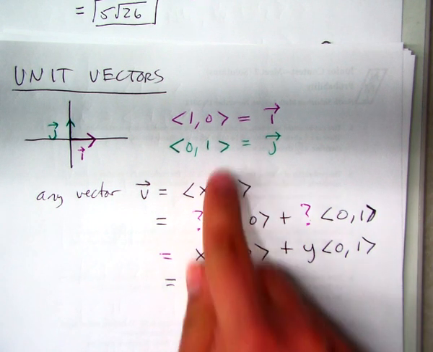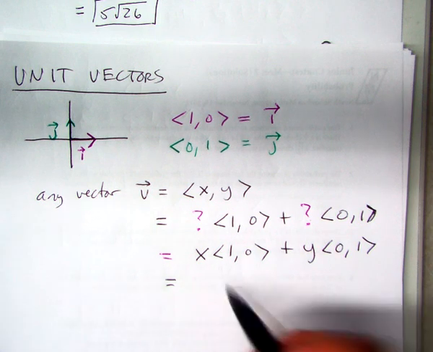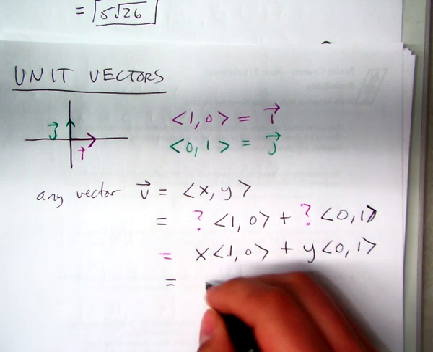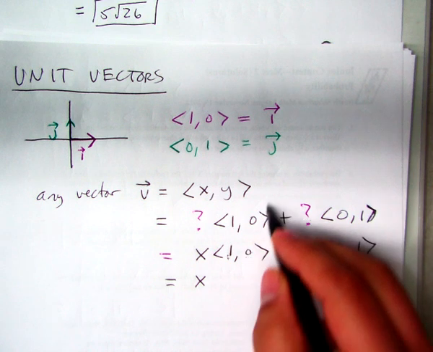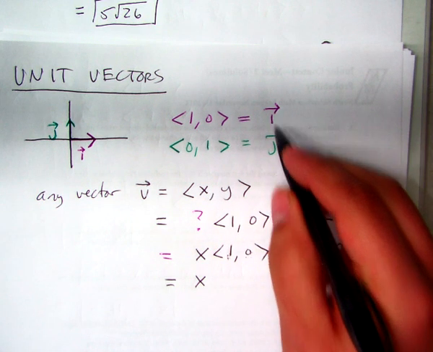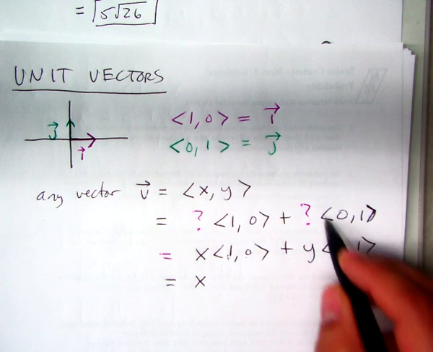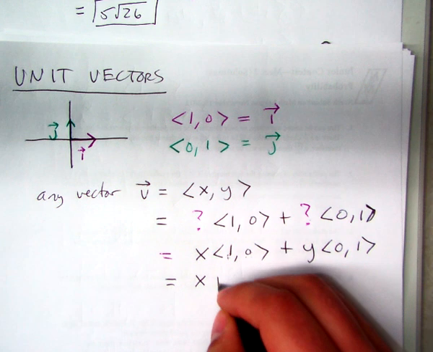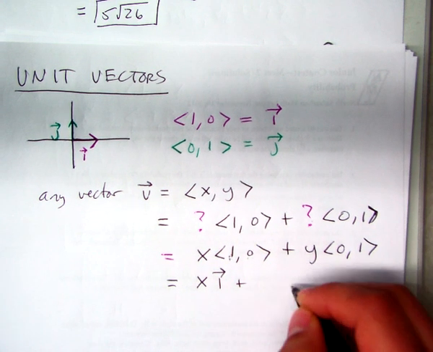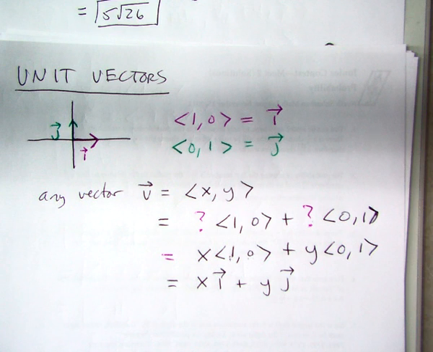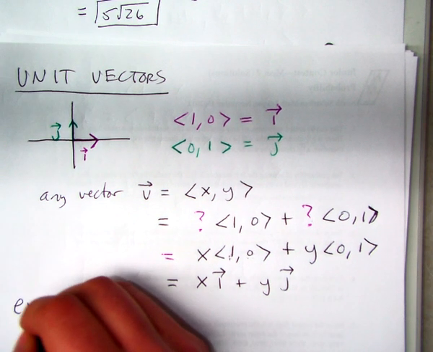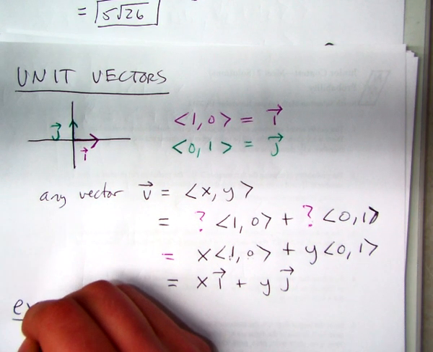Okay, so this means that, and you don't have to remember this because it'll be really easy, what is 1, 0 a name for? 1, 0 is actually our i vector. 0, 1 is actually our j vector. So we can write this as x times i plus y times j. Okay? So look how quick and easy this is. We're almost done, by the way. I'm going to go through 3 problems in the last 4 minutes.